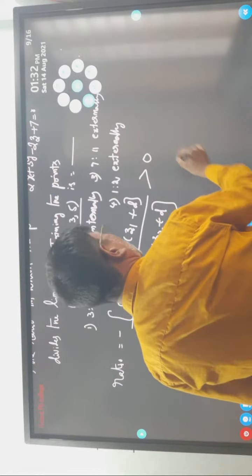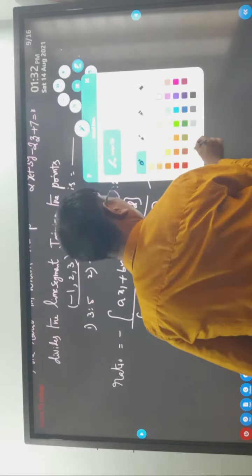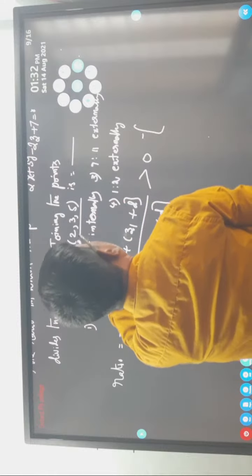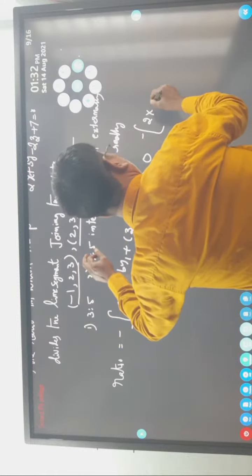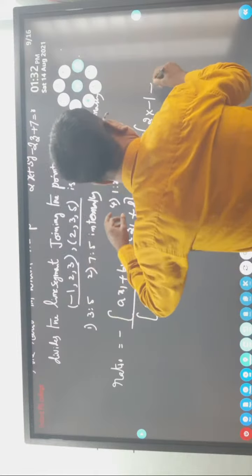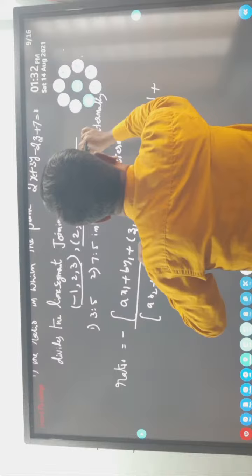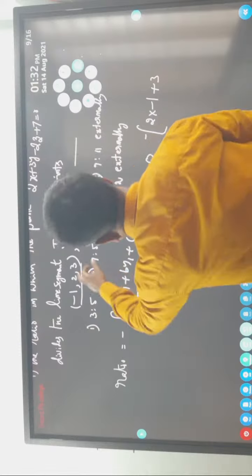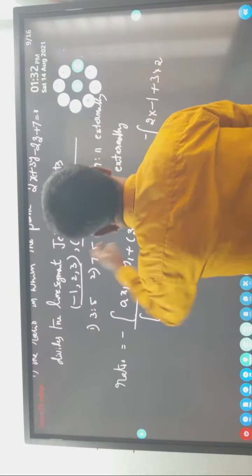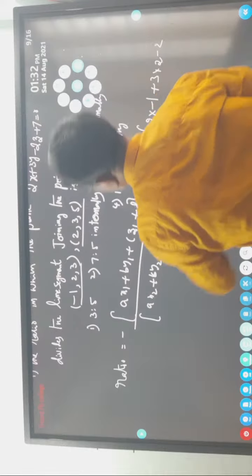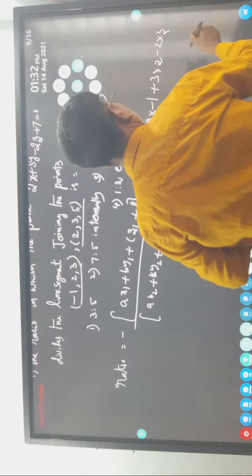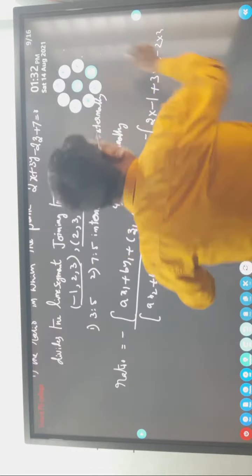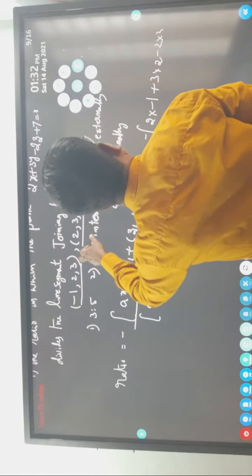So 2x plus 3y, apply the formula there. That is minus of 2 into minus 1. Now 3 into 2. So what is the plane equation given? 2x plus 3y. Next, minus 2 into z3. Now next, it is plus 7.